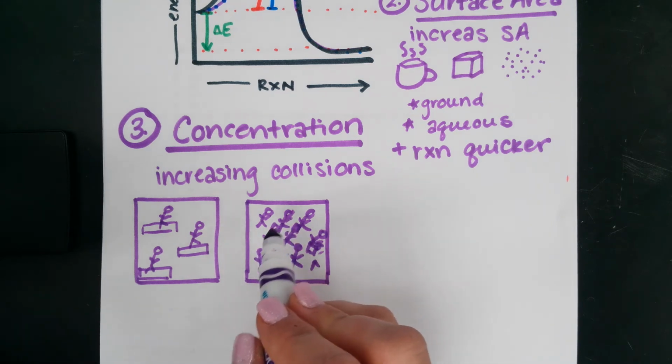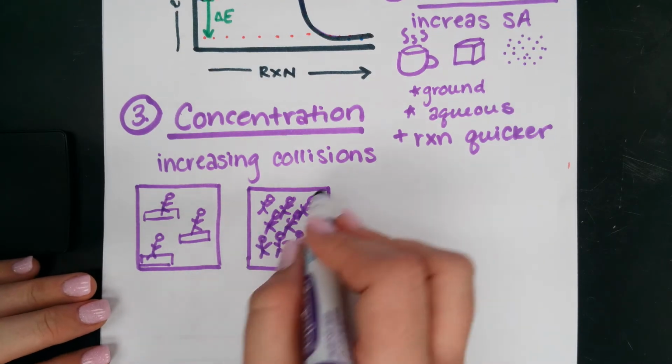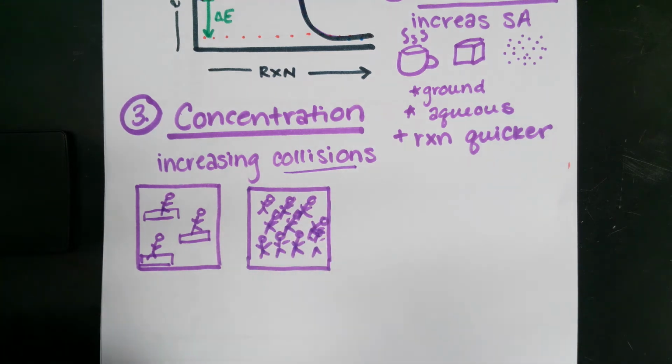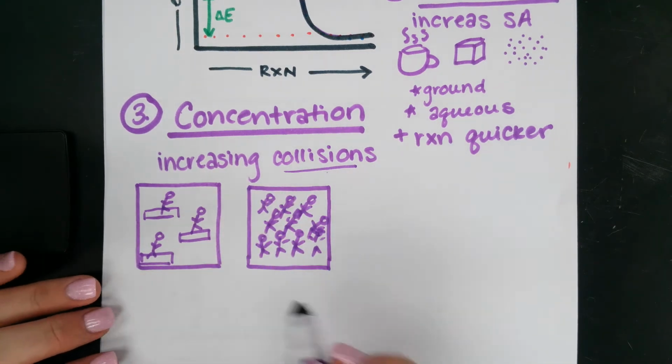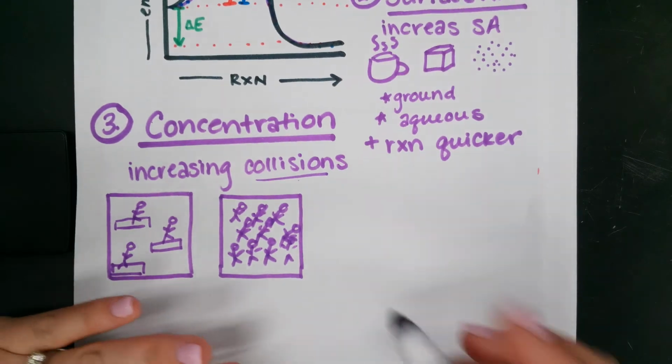They're going to swing their arm, move their arm, and they're going to just bump into each other because there's not enough space. So by increasing concentration, you've increased the collisions, which is a pivotal part of our collision theory. So increased concentration, increased collisions. Awesome. Let's talk about our next one.